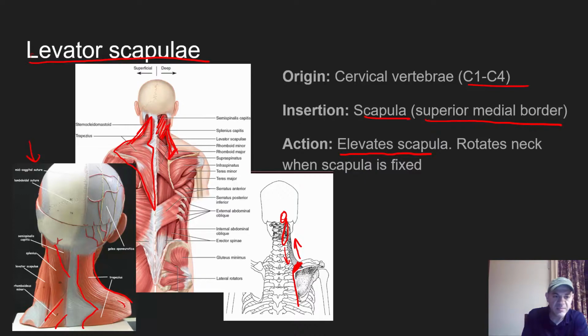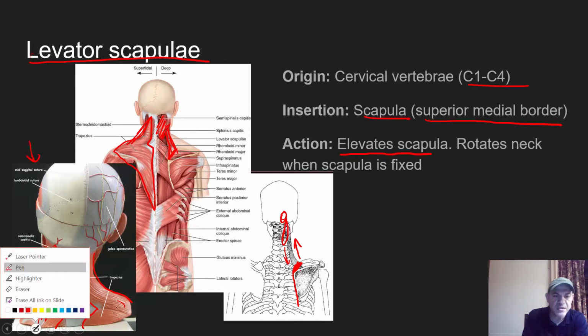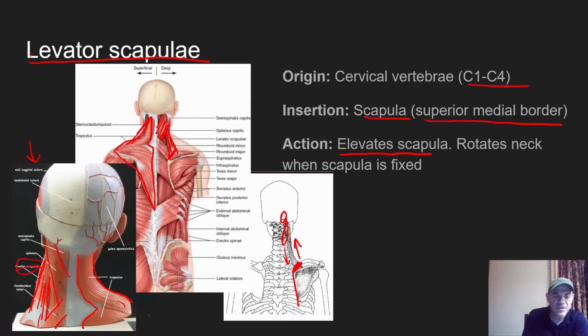There's the splenius capitis, and then just to the left of that on this image here, that's where you have the left levator scapulae. Words are kind of smaller, but that's what it's pointing to right there. So this would be going down towards the scapula, and if this image was on the rest of the model, you would be able to see that it's headed in that direction. Again, this is the levator scapulae.